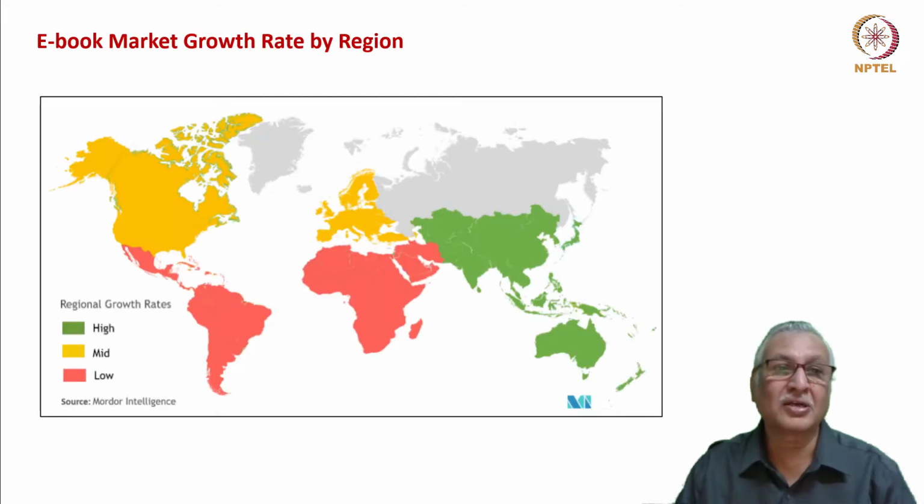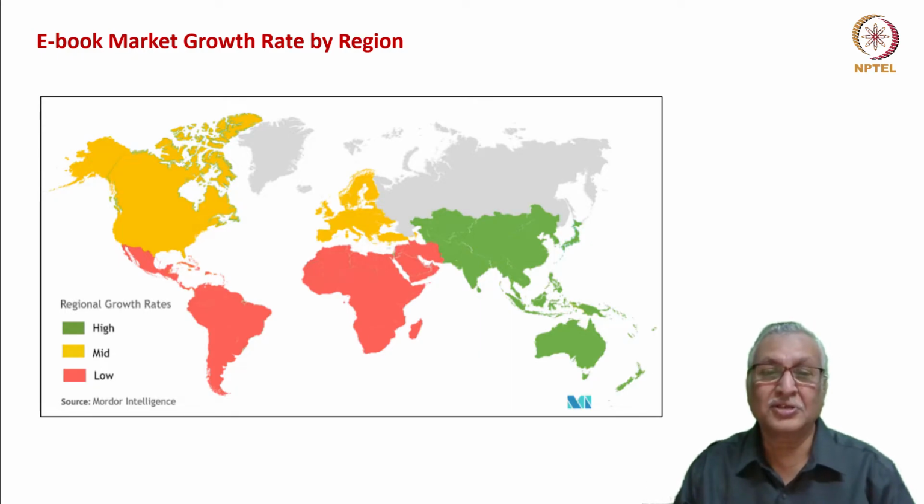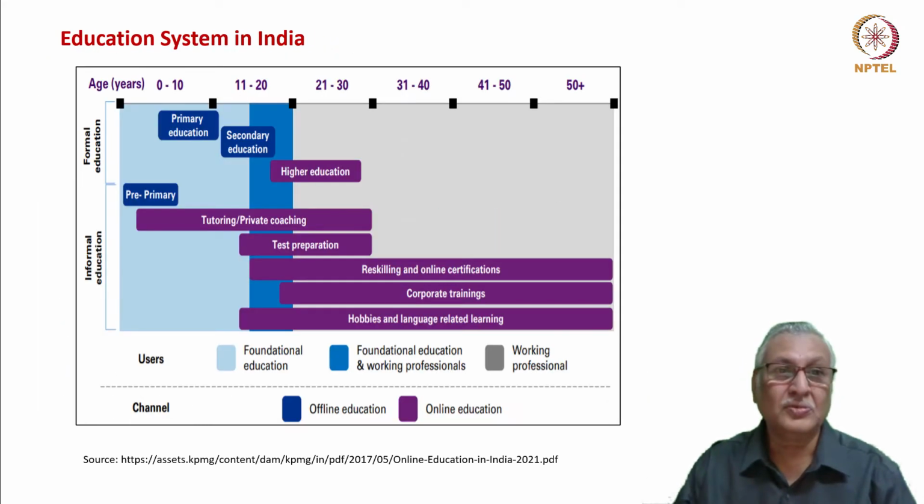Given this market context, it makes sense for an Indian startup to look at e-readers, but in a completely different format. The e-reader as envisaged in this project exemplifies how startups need to be different, differentiated and creative. The education system in India comprises pre-primary, primary, secondary and higher education.